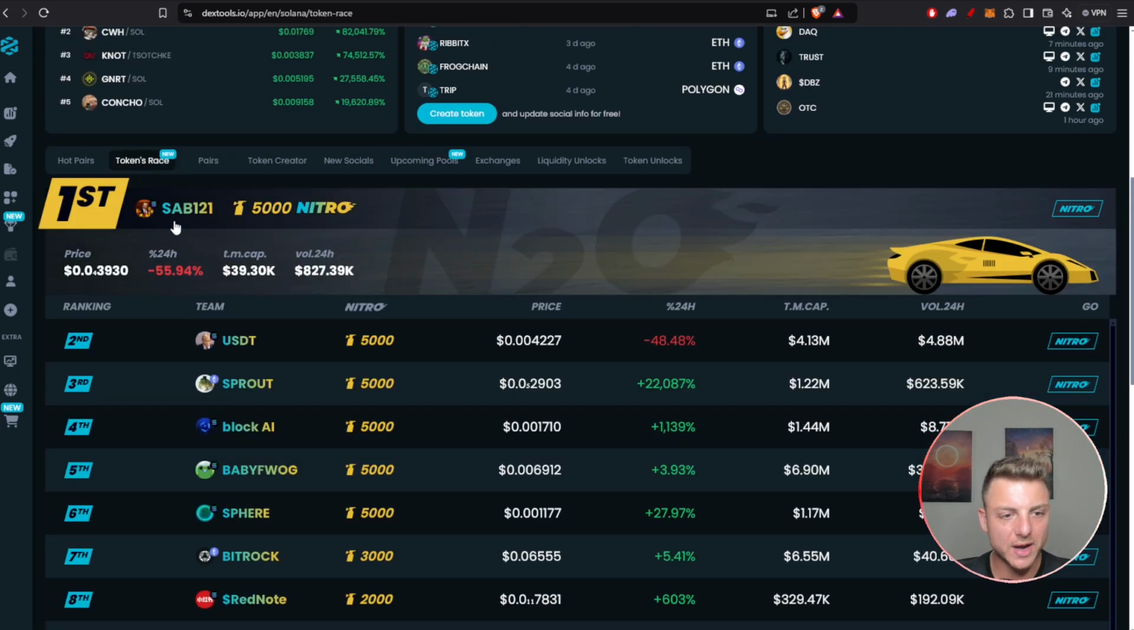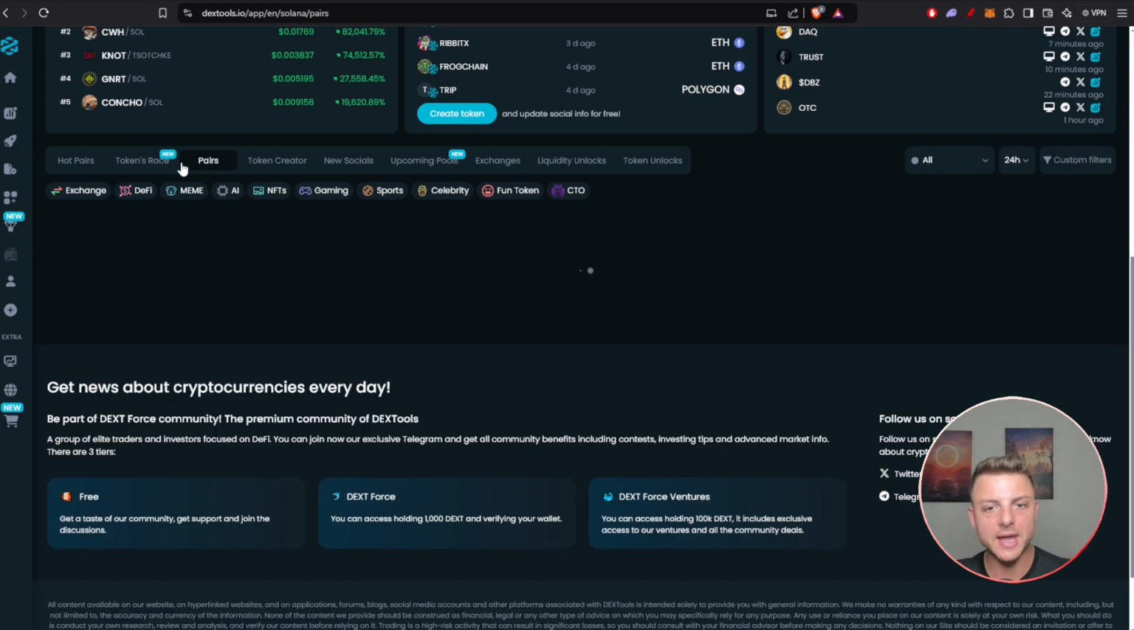Next, we have Tokens Race. So we can see they've got this Nitro. That's what they're paying for overall. And you can see right here some of the coins that are top trending. Wouldn't really use a lot of these coins, but you can see some of them actually have a decent market cap and also a decent amount of 24-hour volume. So definitely don't want to just completely take those out of the equation, but they are there.